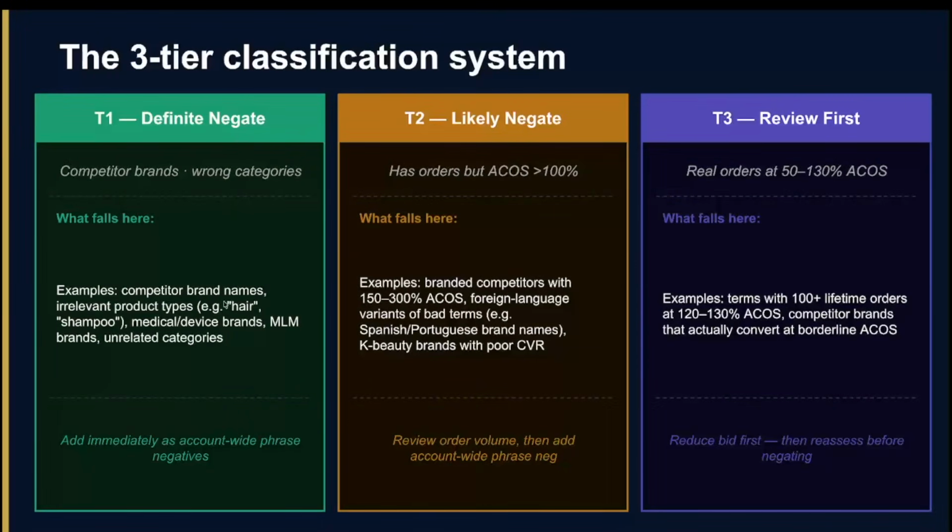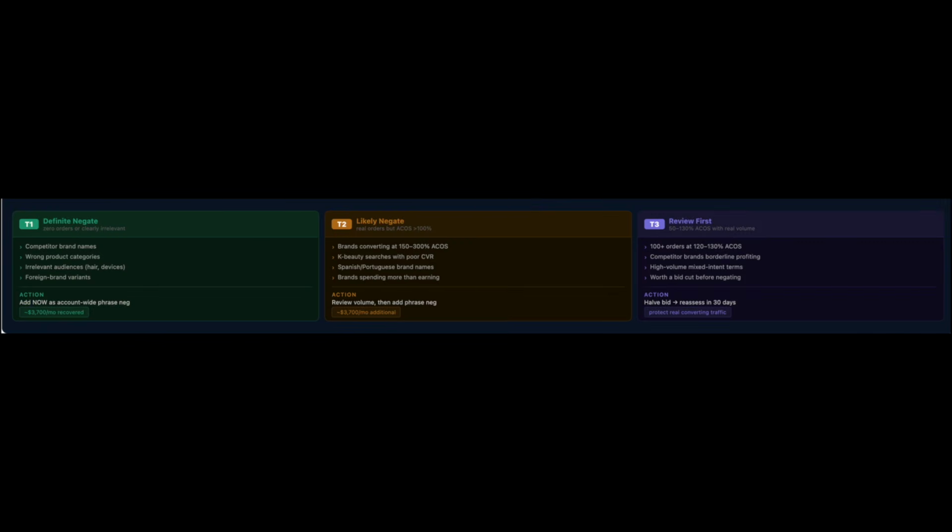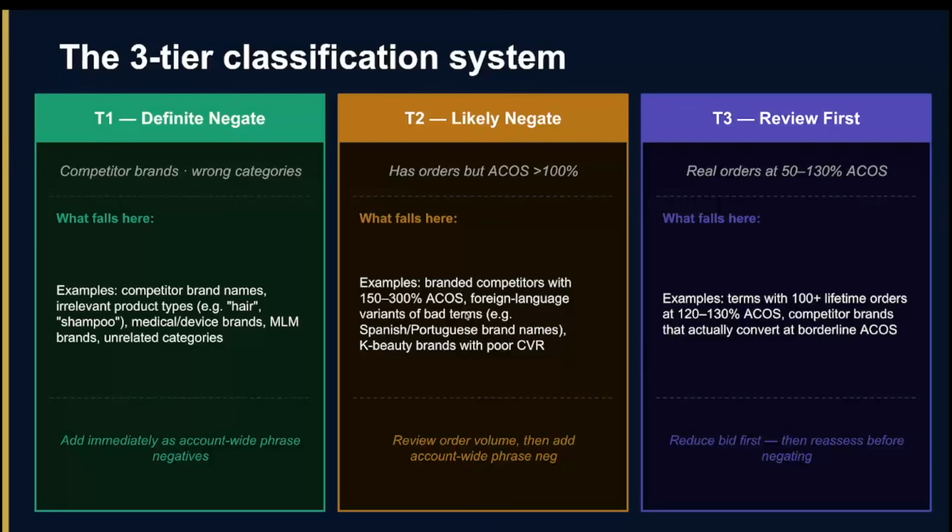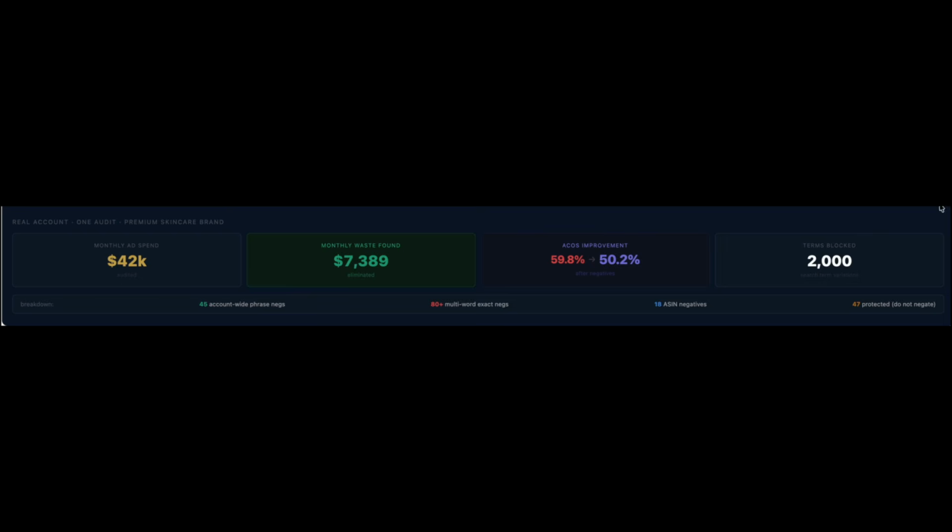For example, competitor brand names, these are the obvious negatives. Unrelated categories, like I said, we can add this immediately as account negative phrase. And then there are likely negatives, such as branded competitors with high ACOS, bad terms, etc. In this example, we will be reviewing a skincare brand. And then review first, some keywords with very large lifetime orders but high ACOS. Now, this isn't the exact audit we've done for this brand. We spent over $40,000 a month, helping them save about $7,000 a month using this exact system.